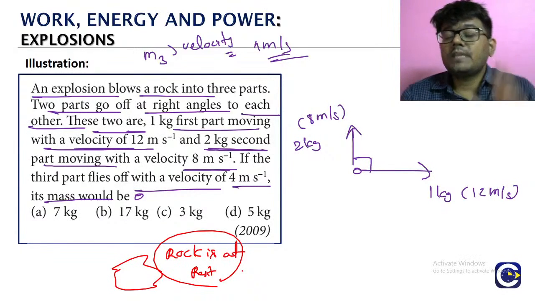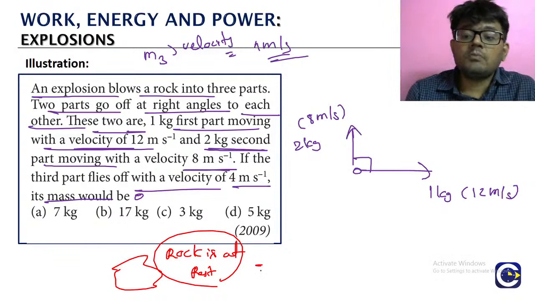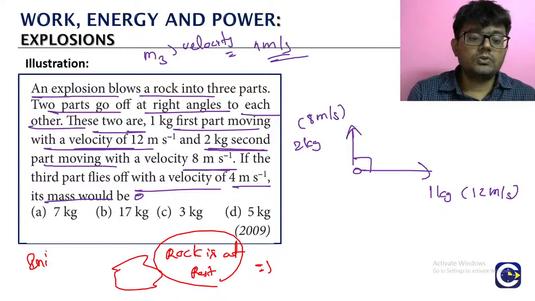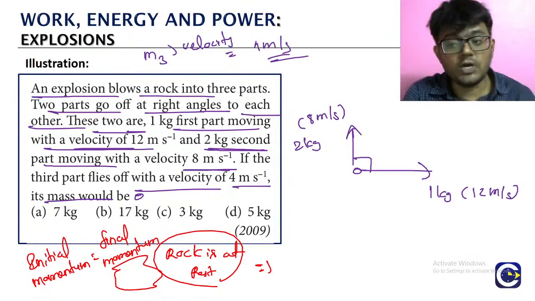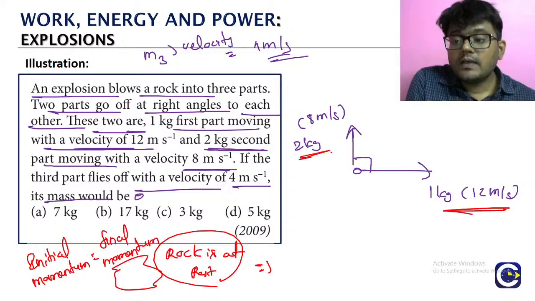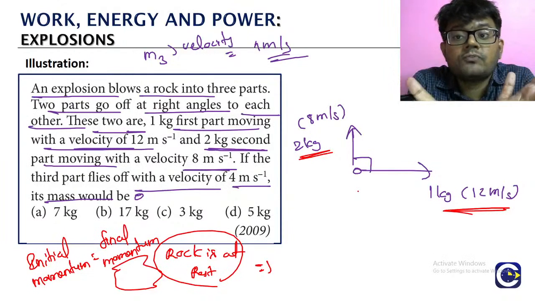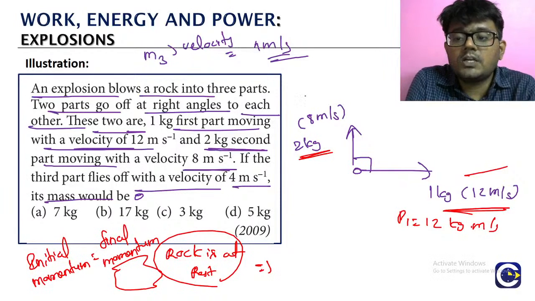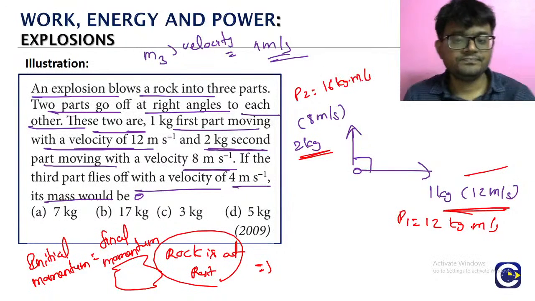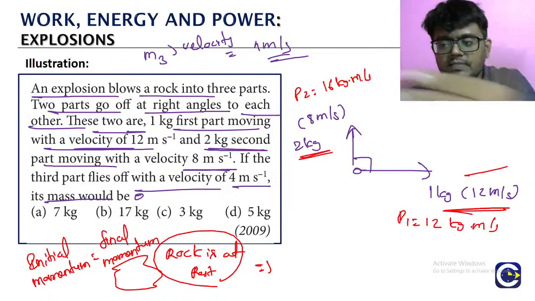If the initial momentum is 0, then by conservation of momentum, the final momentum must also be 0. We already have information about the momentum of 2 particles. This is the momentum P1: 1 into 12, that is 12 kg meter per second. This is the momentum P2: 2 into 8, that is 16 kg meter per second.